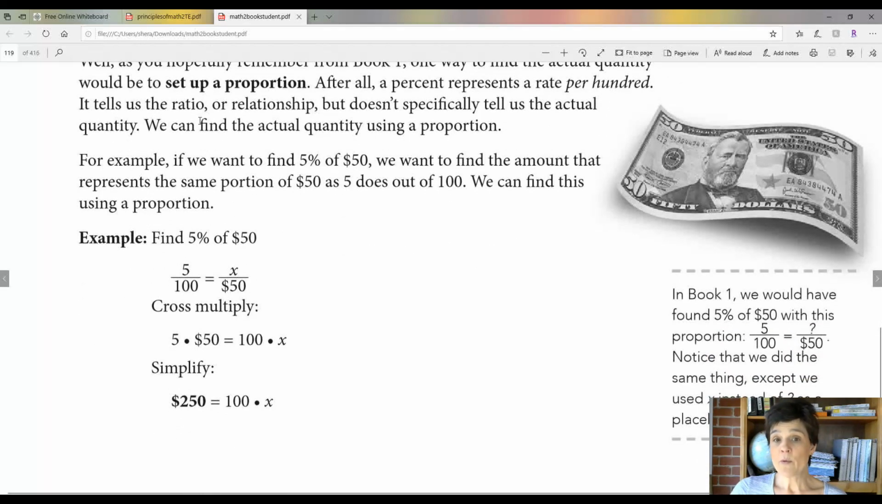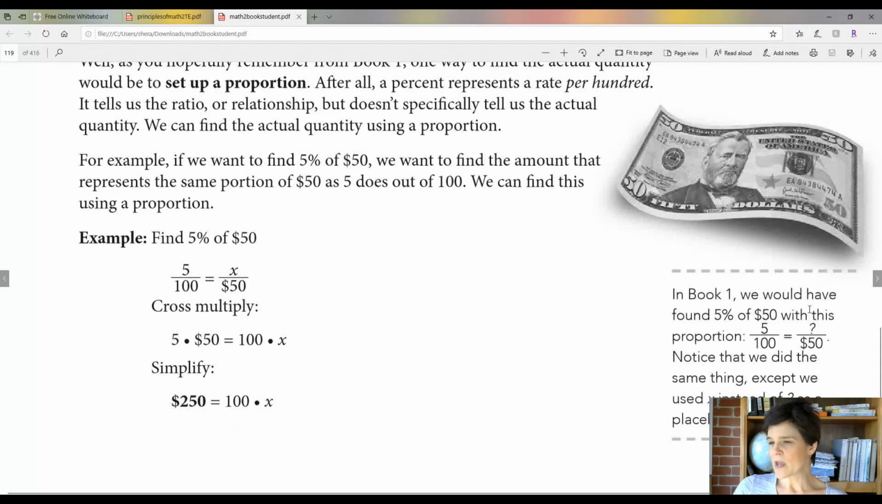Here's an example. If we want to find 5% of $50, we want to find the amount that represents the same portion of $50 as 5 does out of 100. You can find this using a proportion. 5 over 100 equals x over 50. The reason we do this is because we're doing 5%, so that's 5 over 100, equals what of $50? Then you're going to do your cross multiplication. 5 times 50 equals 100 times x, and then 5 times 50 gives you 250 equals 100x.